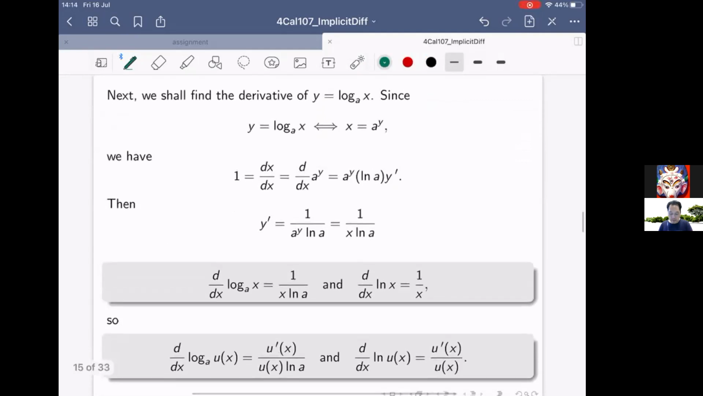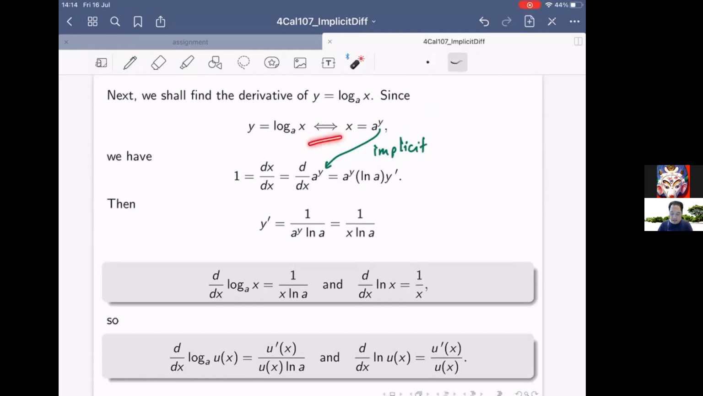So now we would like to find a derivative of a logarithm of x base a. Again, we use this kind of relation that if y equals log of x base a, it is the same as x equals a to the y, and you are going to find a derivative implicitly, the implicit derivative. So you take a derivative on both sides.